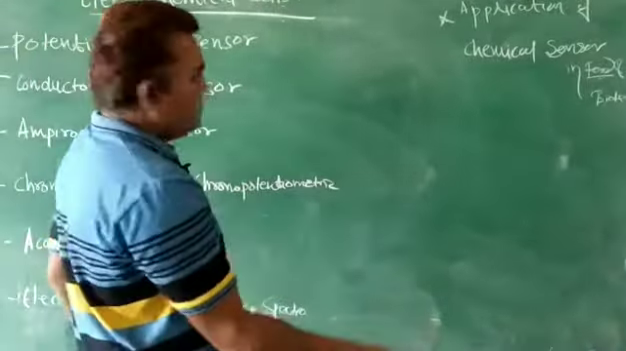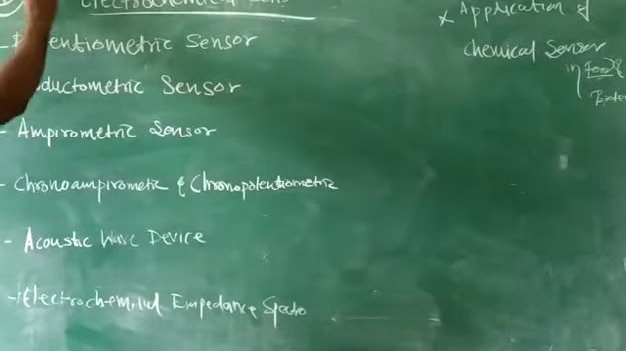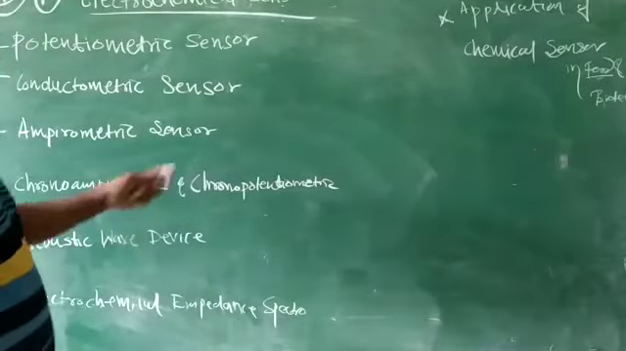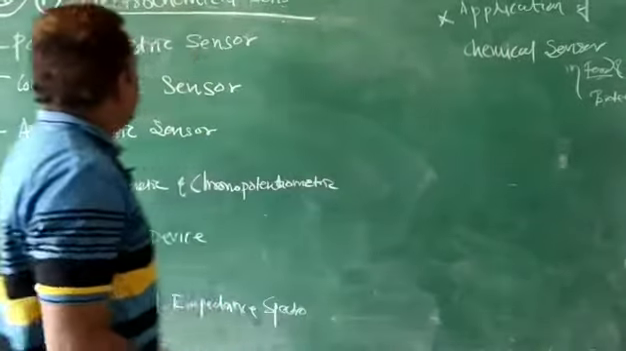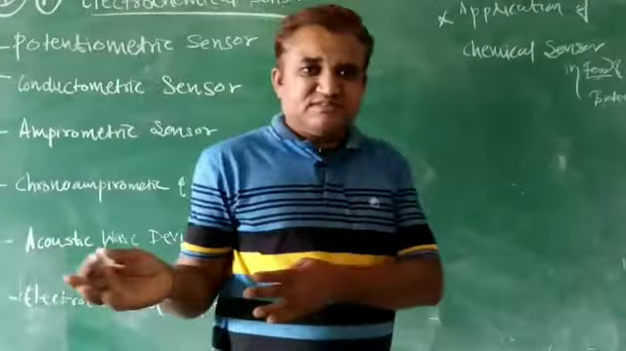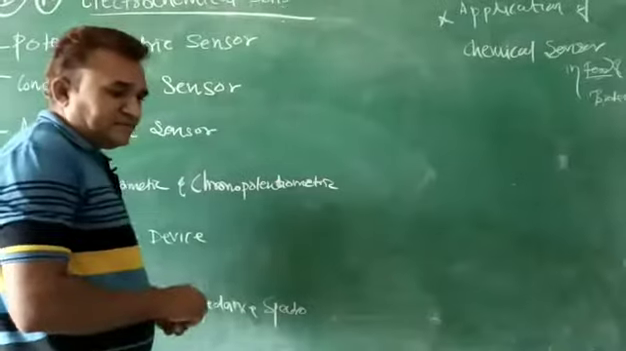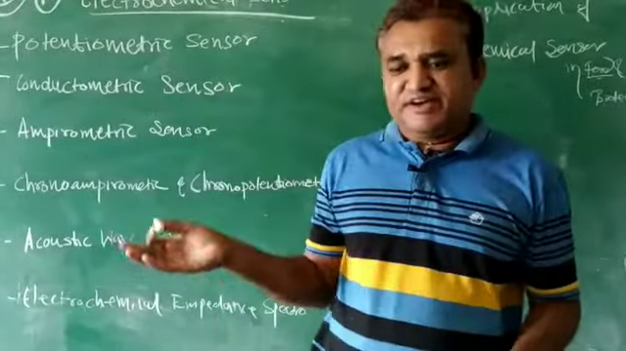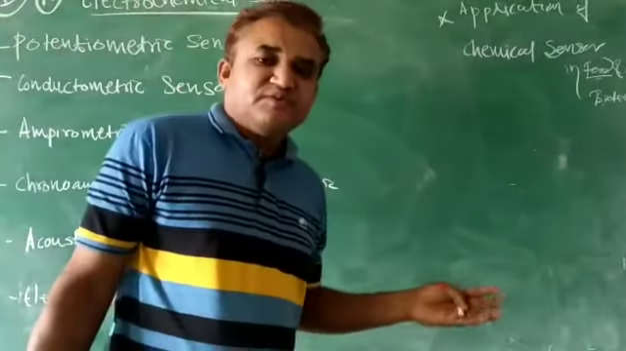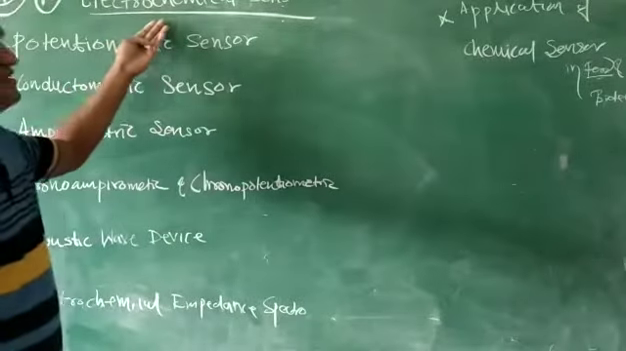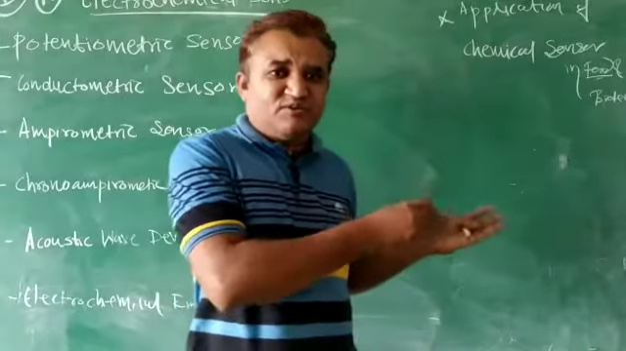This is your third chapter, A part: electrochemical sensors and application of electrochemical sensor. B part is the biosensors, classification of biosensor and application of biosensor. Third part is the ion selective electrode. So in this session we will see the first part, electrochemical sensor. We will see the detail in electrochemical sensor in the first video.